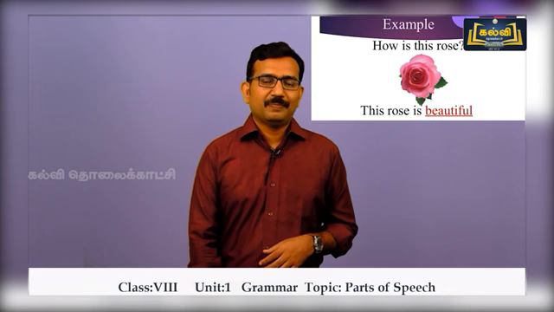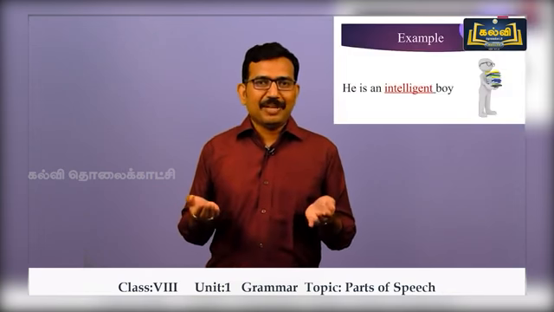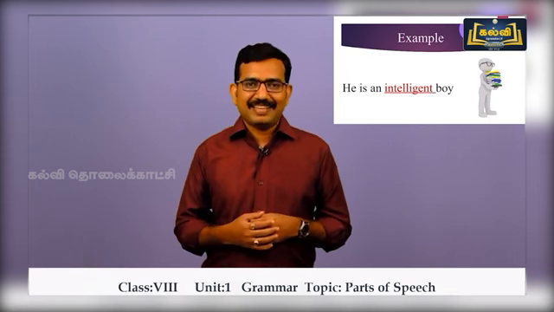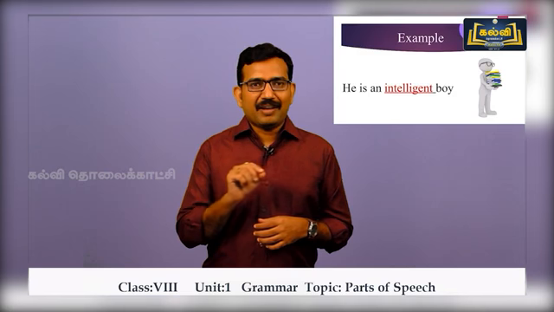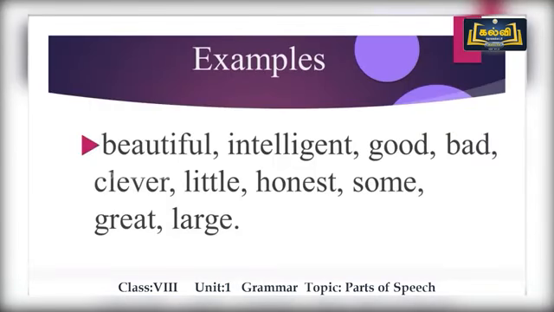It's an adjective. So you're looking into a boy who is carrying too many books. If someone reads lots of books, we generally call that boy an intelligent boy. So I have underlined the word intelligent. It is an adjective. And I'm going to tell you some more adjectives. Beautiful, intelligent, good, bad, clever, little, honest, some, great and large are some more examples for adjectives.